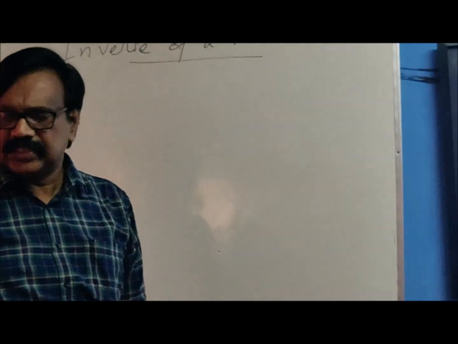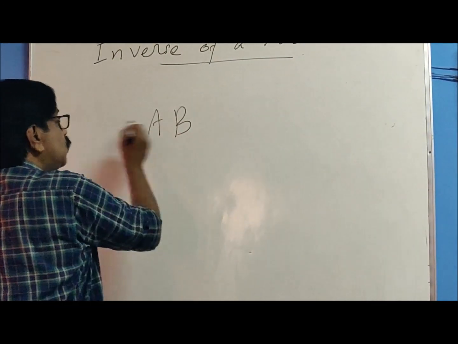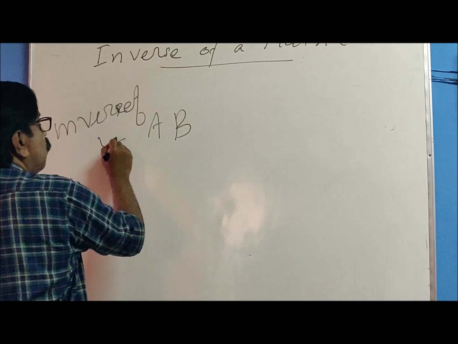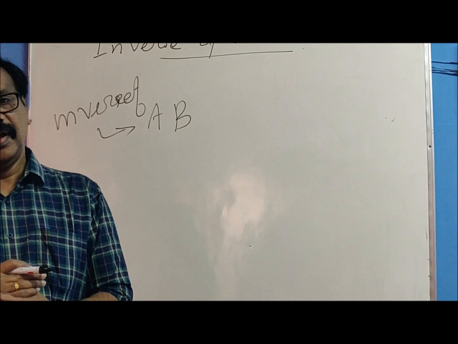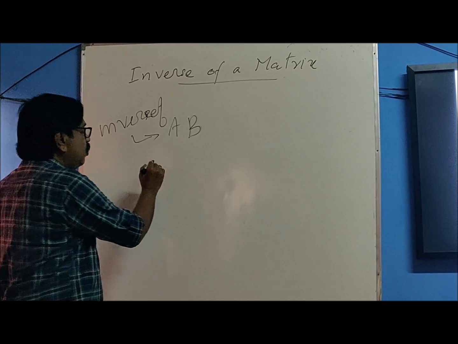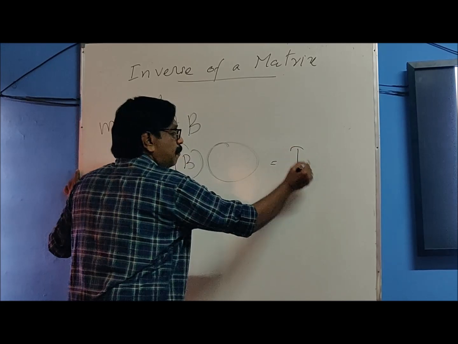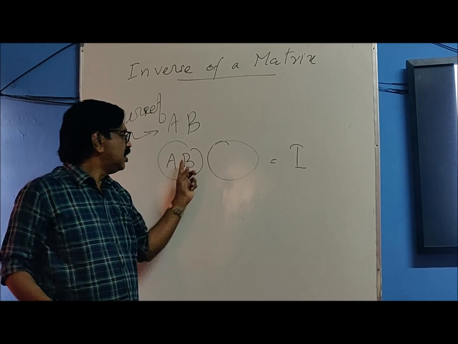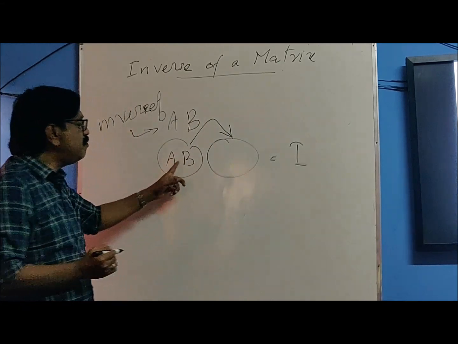Now, one more property we are discussing: what is the inverse of AB if A and B are invertible? A and B are two invertible matrices. Then how can we find the inverse of AB? The property will be like this. If we multiply AB with a matrix and we get I, then that matrix will be the inverse of AB.